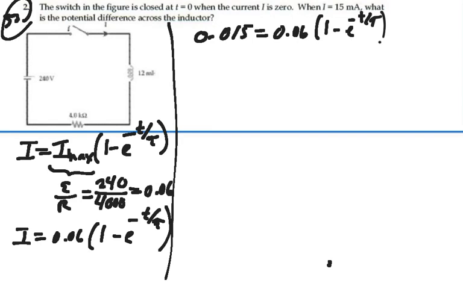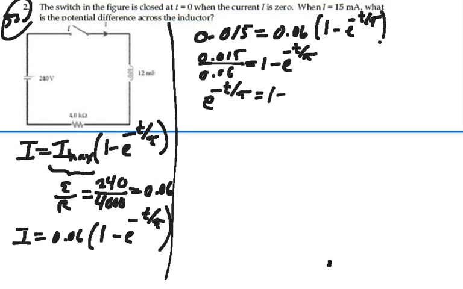And so we'd have 0.015 divided by 0.06 is equal to 1 minus e to the negative t over tau. So this is going to be 1/4. So we have e to the negative t over tau is equal to 1 minus 1/4 or 3/4. So at that moment, the exponential term is going to be 3/4.